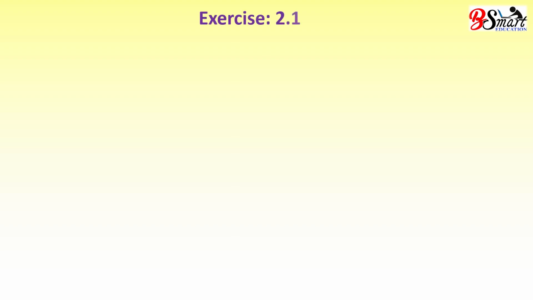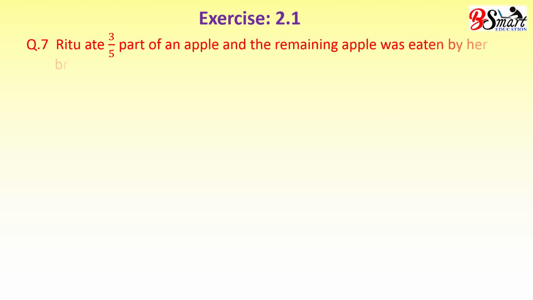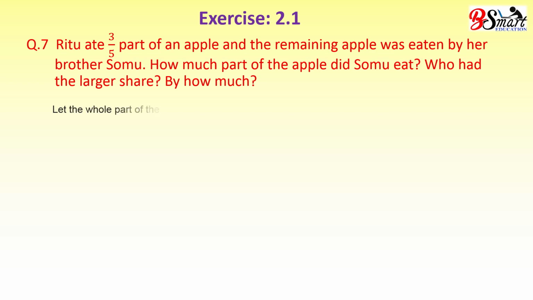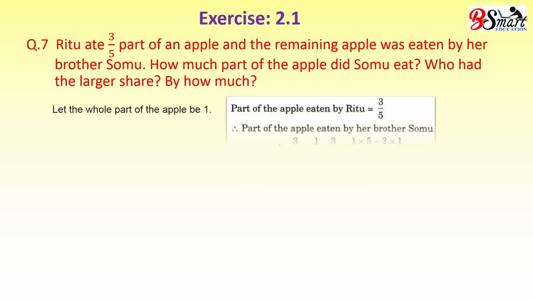Question number 7. Ritu ate 3 by 5 part of an apple and the remaining apple was eaten by her brother Somu. How much part of the apple did Somu eat? Who had the larger share? By how much? Solution. Let the whole part of the apple be 1. Part of the apple eaten by Ritu is equal to 3 by 5.